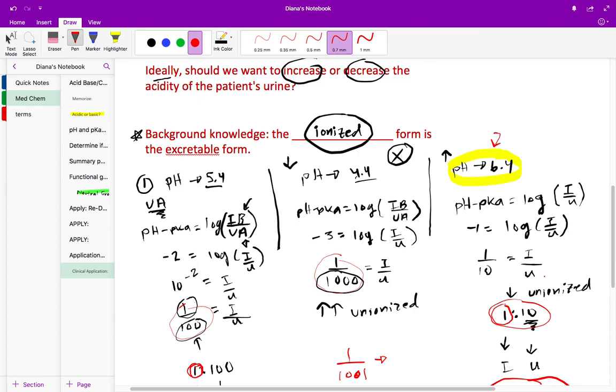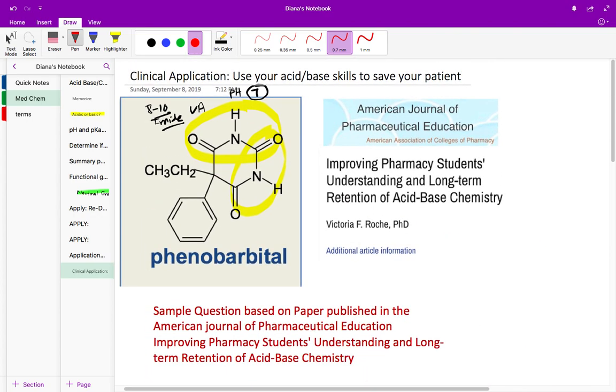So that's just a fun clinical example to consider, or more like a real life clinical example. Whether or not this will happen in reality, I don't know if you'd ever solve a clinical question just based on acid-base chemistry, but it's just interesting to apply everything you've been learning.